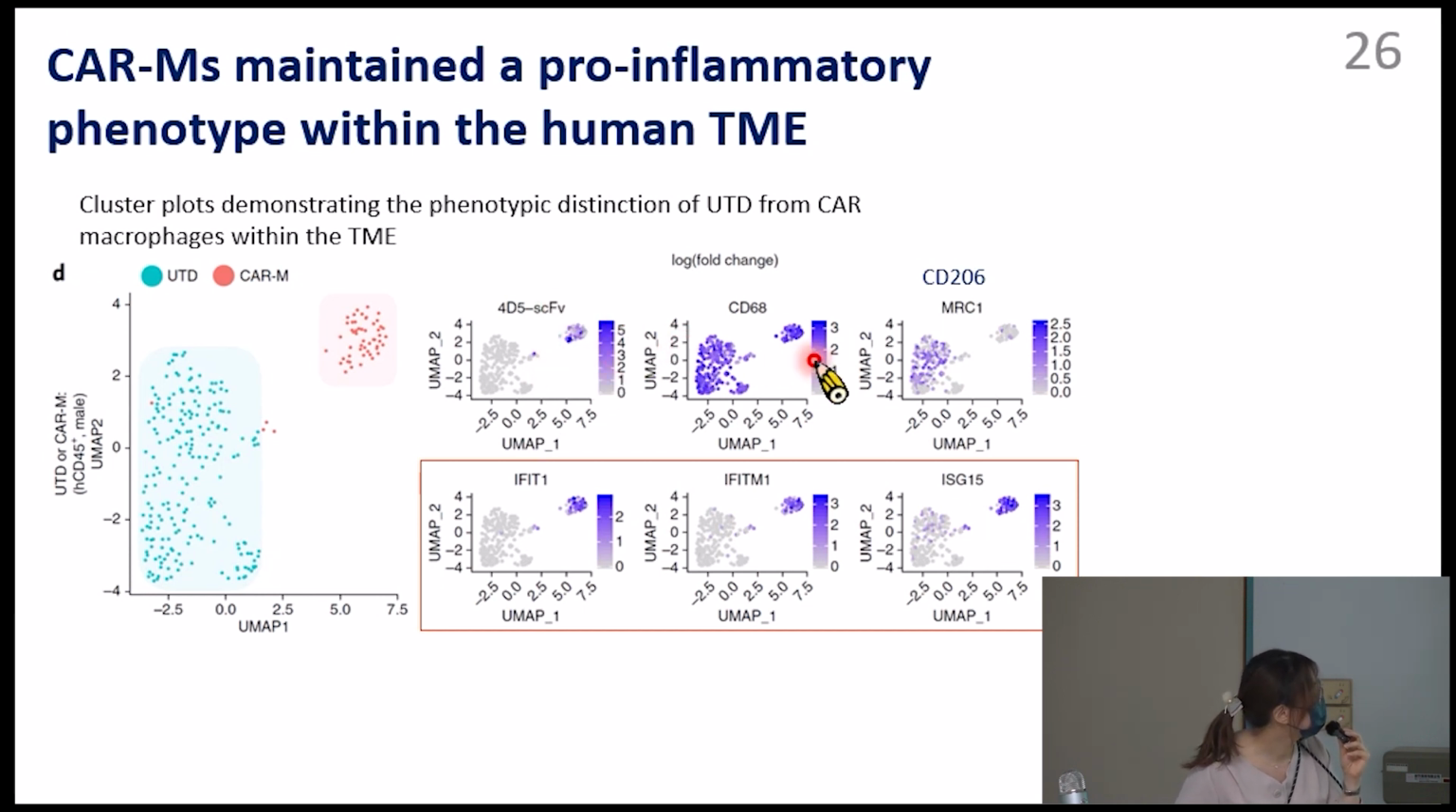Because this one is the control and this is CAR macrophage, and all of them are macrophages, they can express CD68. But the important thing is that the CAR macrophages are M1 form macrophages, so only the control macrophage can express CD206, and the CAR macrophage does not. And the most important thing is the CAR macrophage can express all the interferon associated genes, like these three.